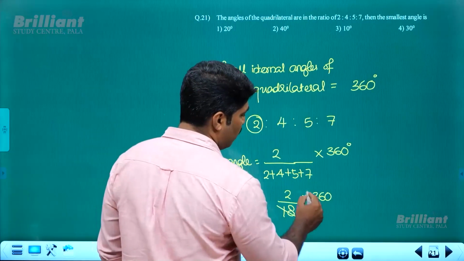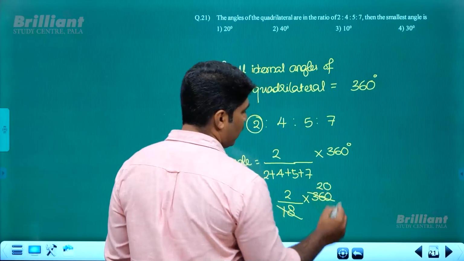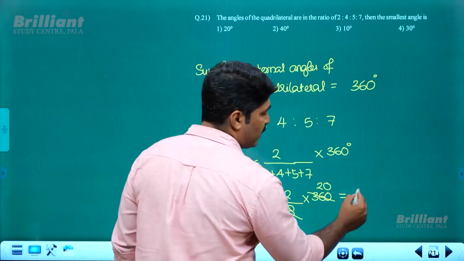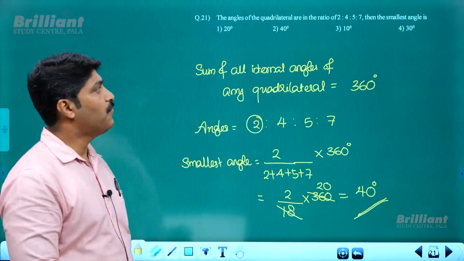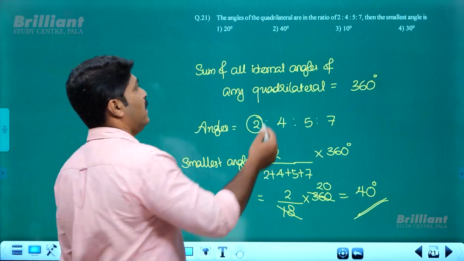While simplifying this, this is 20. What is 2 into 20? That's equal to 40 degrees. So 40 degrees is the answer here.